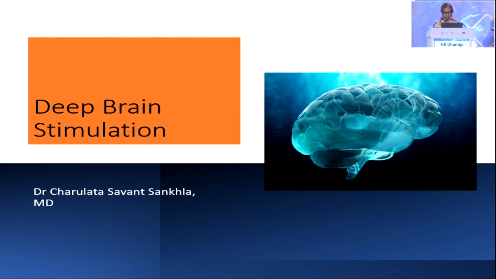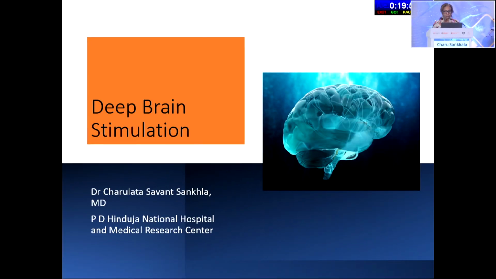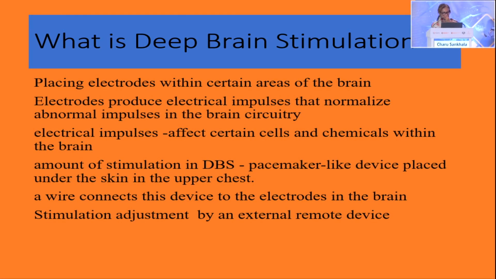Yeah, thank you, Chairperson. I'm going to talk on deep brain stimulation: choosing the right patient and choosing the right target. So, for all those students who are sitting there, what is deep brain stimulation? We place electrodes within certain areas of the brain. These electrodes produce electric impulses that normalize the abnormal circuitries in the brain. The electric impulses also affect the cells of the brain and the chemicals within the brain.